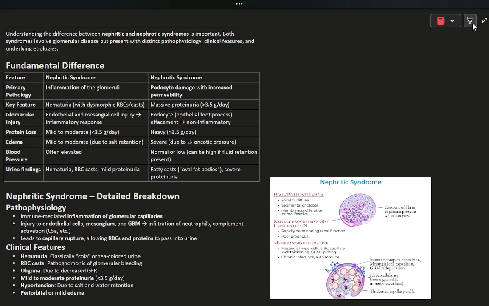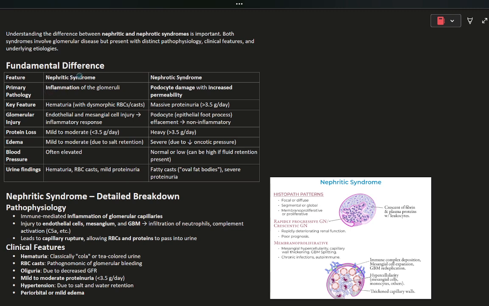For this video, we're going to be discussing or analyzing the difference between nephritic and nephrotic syndrome. So let's begin. In order to understand the difference between nephritic and nephrotic syndrome, it is important to think about the pathophysiology, clinical features, and underlying etiologies behind these two syndromes. So, let's break down the fundamental differences.